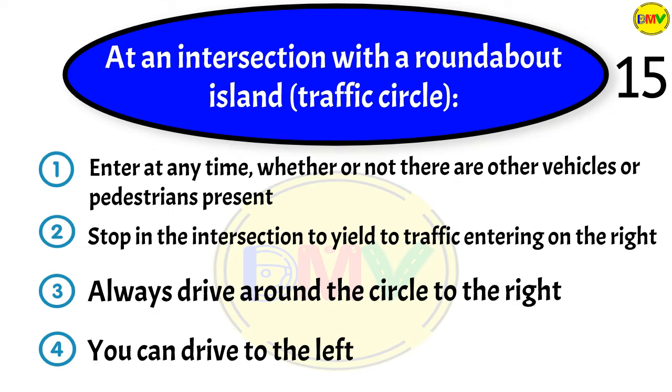Question 15. At an intersection with a roundabout island or traffic circle: 1. Enter at any time, whether or not there are other vehicles or pedestrians present. 2. Stop in the intersection to yield to traffic entering on the right. 3. Always drive around the circle to the right. 4. You can drive to the left.